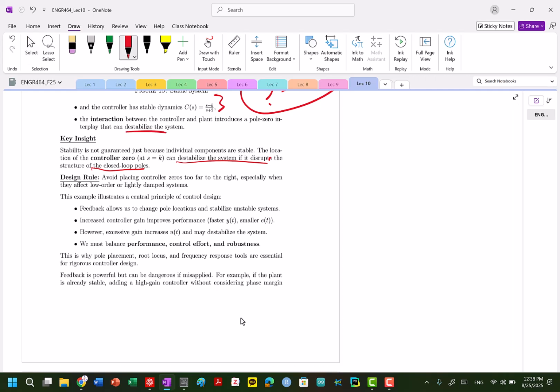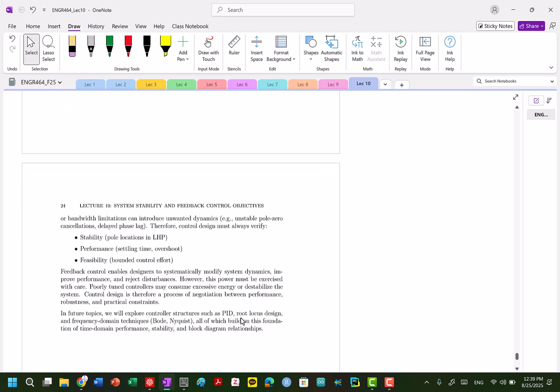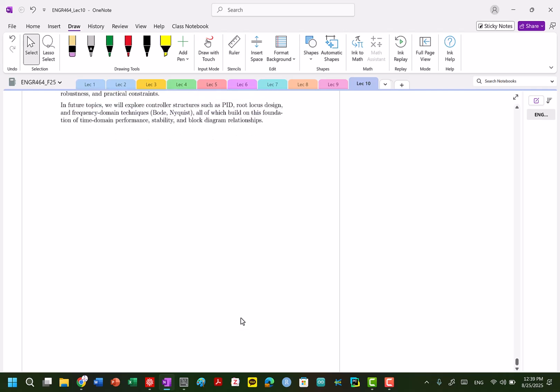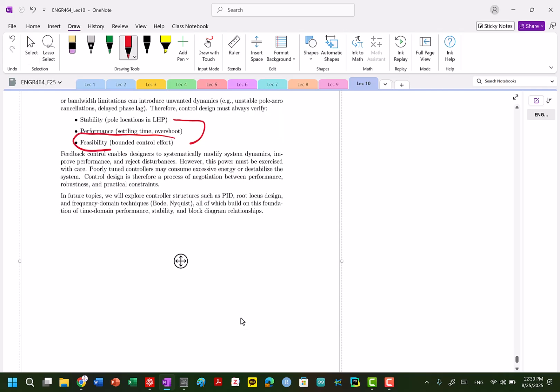So make sure we control these parameters: performance, control effort, robustness, tracking. We need to have stability. We need to have performance and feasibility. Feasibility is a very underrated and incredibly important control design parameter. So make sure your design is feasible. We live in the real world. Make it such that it can be successful in the real world.